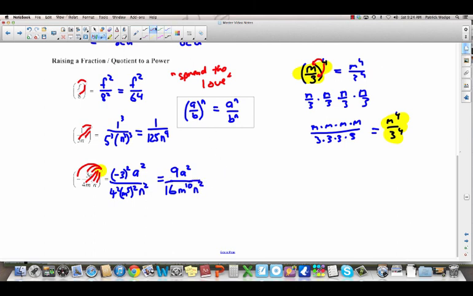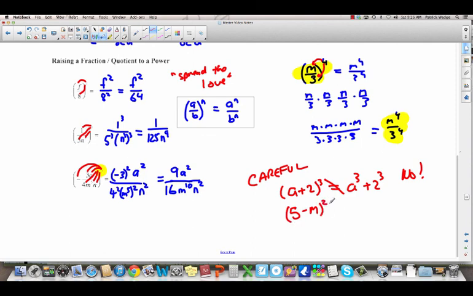We're done. Okay, I just want to caution you of one other thing. This spreading the love, there's some cases where people try it where it doesn't work. A plus 2 to the 3rd power. A lot of people think, oh, I'm going to spread the love here, and so this equals a to the 3rd power plus 2 to the 3rd power. That's not true. No. Also, something like 5 minus m squared does not equal 5 squared minus m squared.